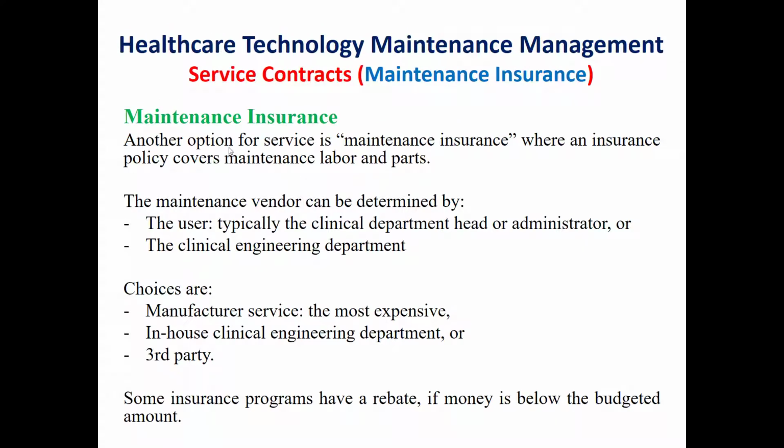The third type will be the maintenance insurance, where an insurance policy covers maintenance, labor, and parts. The maintenance vendor can be determined by the user, which is the clinical department head or administrator, or could be determined by the clinical engineering department itself. Choices will be either the manufacturer service, which is the most expensive type, or the in-house clinical engineering department or a third party.